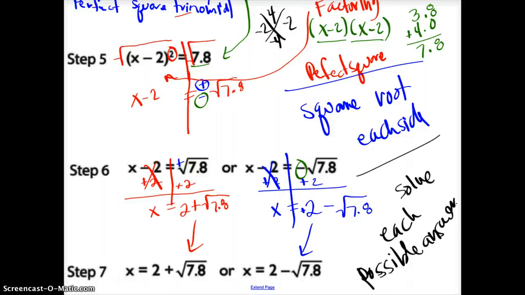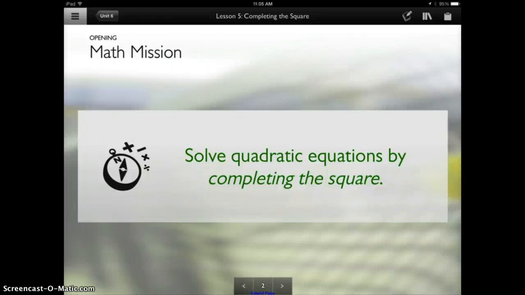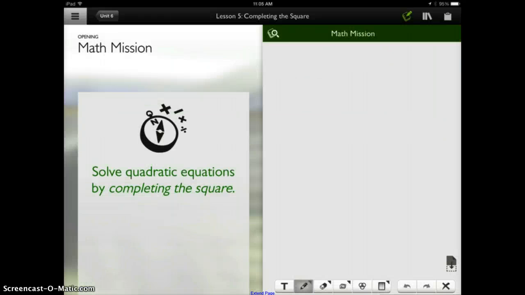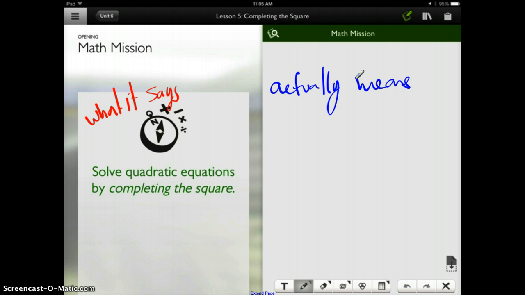Okay, slide 2, so on your paper, move down to slide 2. I kind of split it in half, like this. It says solve the quadratic equations by completing the square. This is what you should write in the section of your paper that says what it says, and on this side, this is what it actually means. That means we're going to decode it into our own user-friendly language.